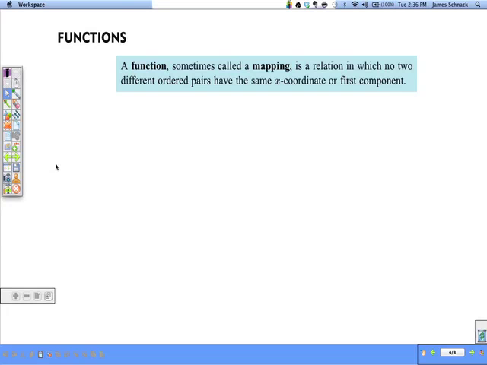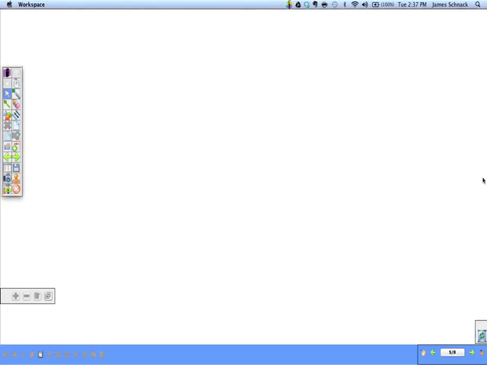A function is a special type of relation. It's a relation in which no two ordered pairs have the same x-coordinate. Every input has exactly one output. And we'll look more at how to tell if a relation is a function in the next video.